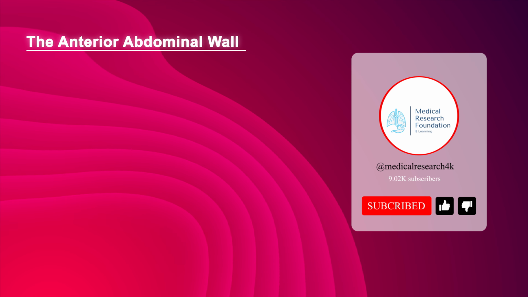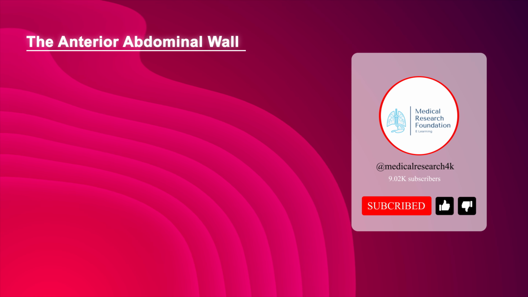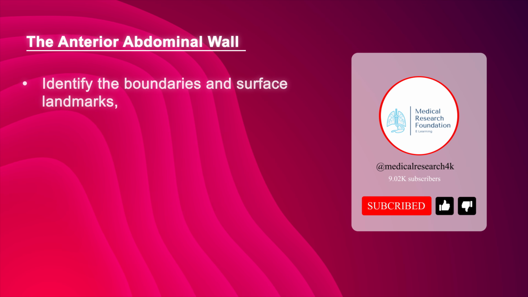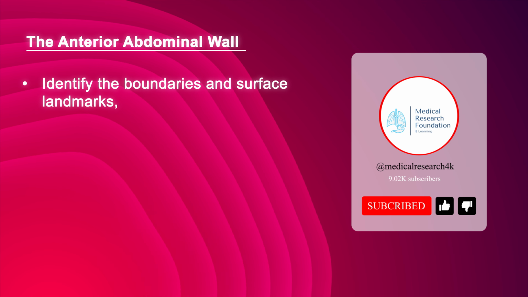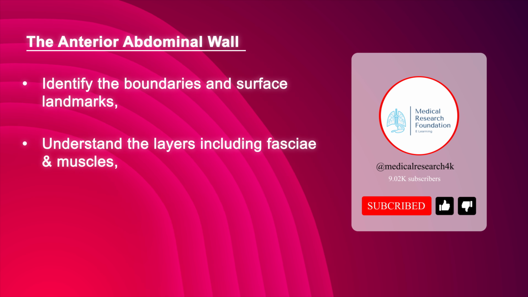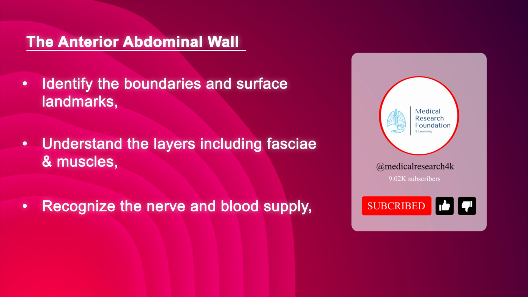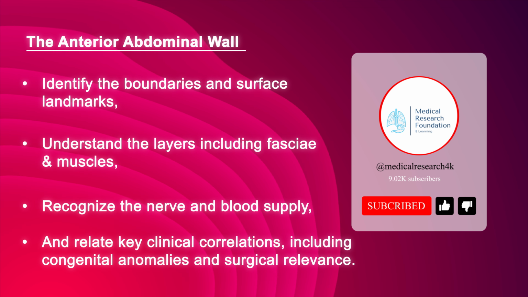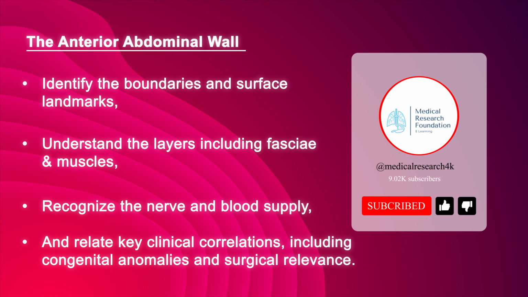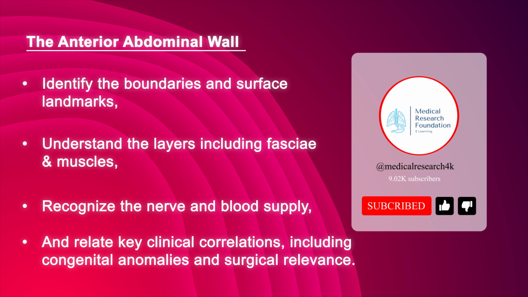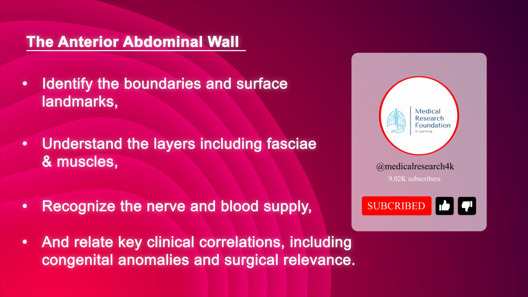In this session, we'll be covering the anterior abdominal wall in detail. By the end of this video, you'll be able to identify the boundaries and surface landmarks, understand the layers including fascia and muscles, recognize the nerve and blood supply, and relate key clinical correlations, including congenital anomalies and surgical relevance. Let's begin our easy and structured breakdown of this important anatomical region.